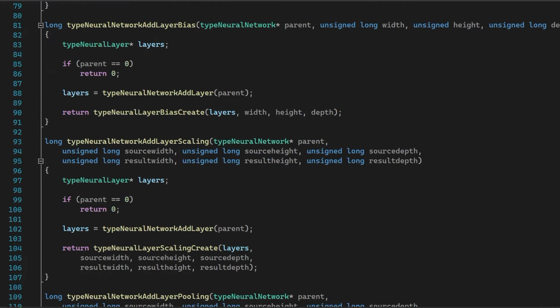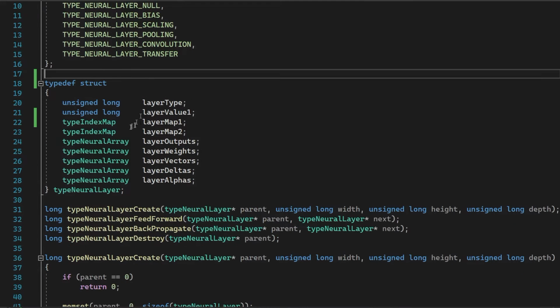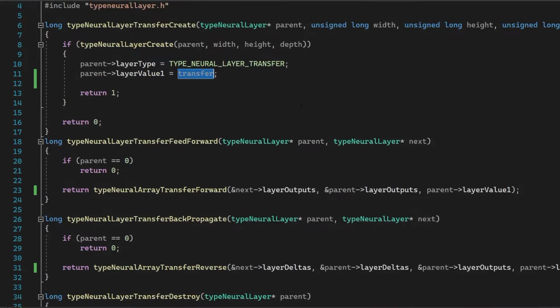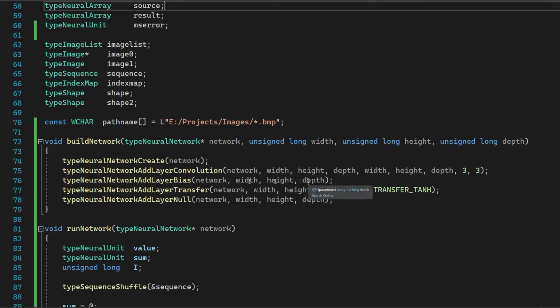That's the next change I made here. In the network layer, I just added layer value 1 as an unsigned long. It's just a generic value that you can use for anything. The transfer layer just uses it to save which transfer type we're using. And in here, when I create the network, I just pass in add layer transfer and then I specify which transfer function I want. And that's pretty much it.